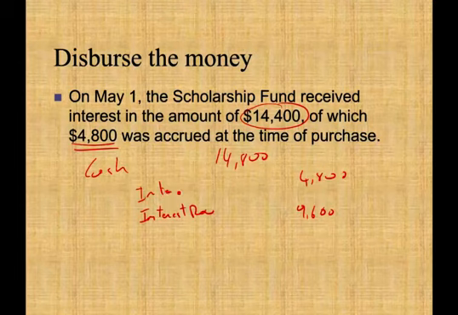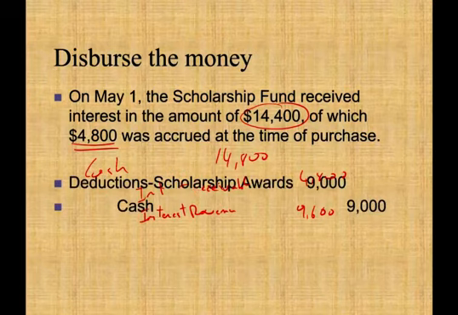So this is interest receivable, and the second one is interest revenue, $9,600. Well, basically interest revenue is an addition, which is called addition, investment earnings. Okay, so this is the entry that we make.